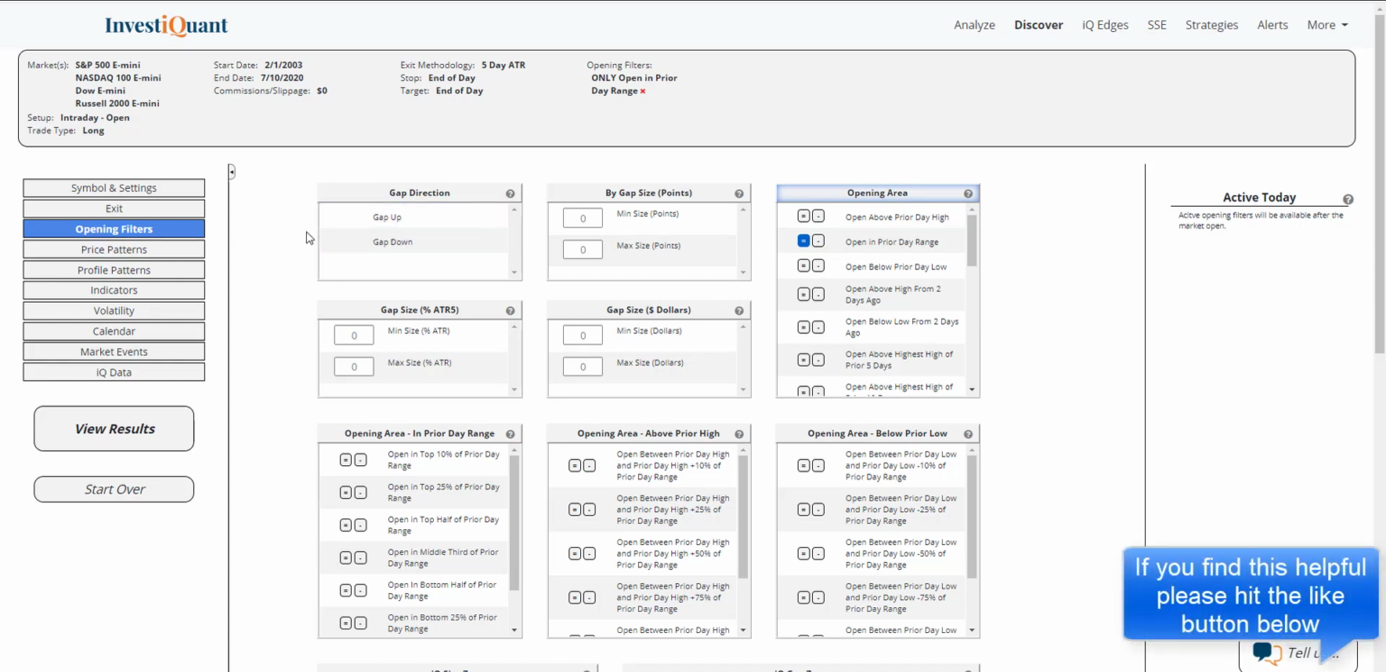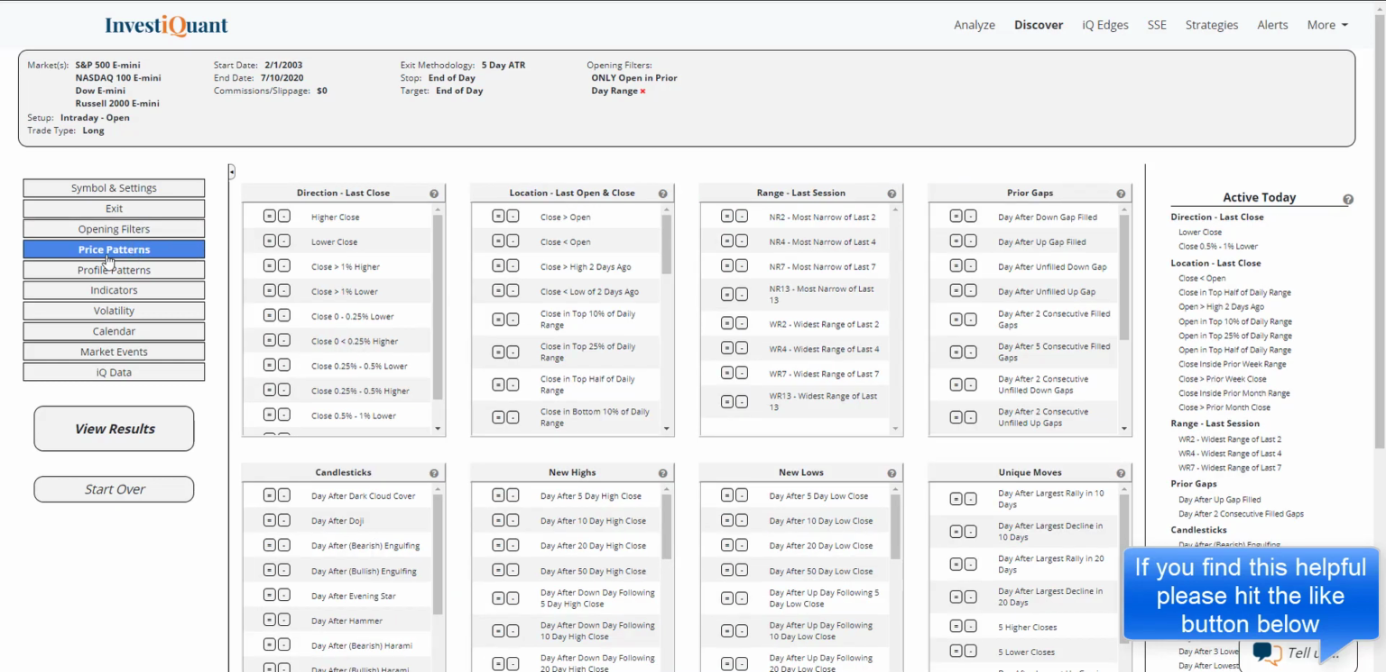If you've got access to the platform, I would encourage you to zone in on the opening direction once we get a little bit closer to the open. That may change the stats quite a bit. So do that if you have access.